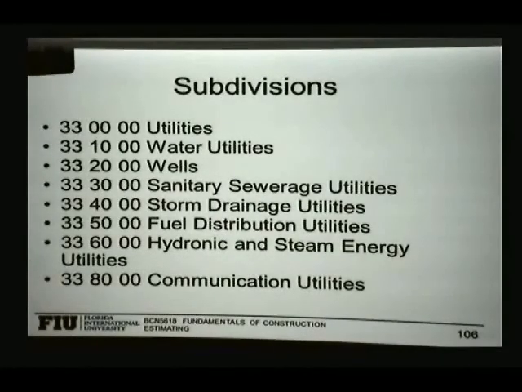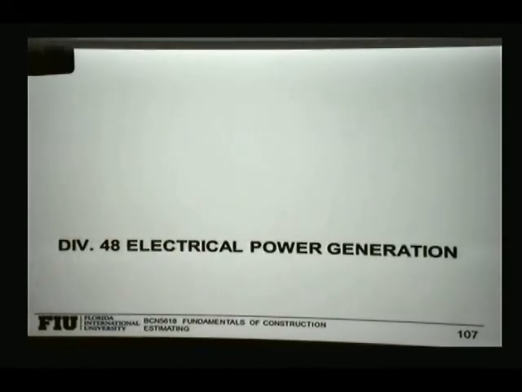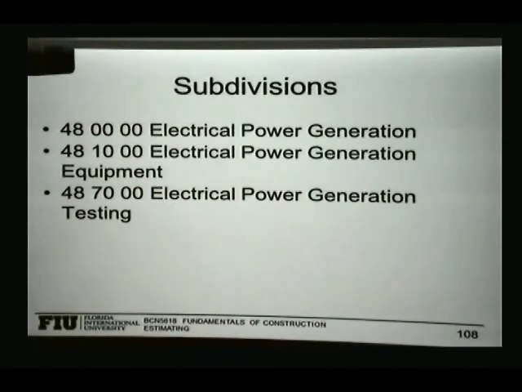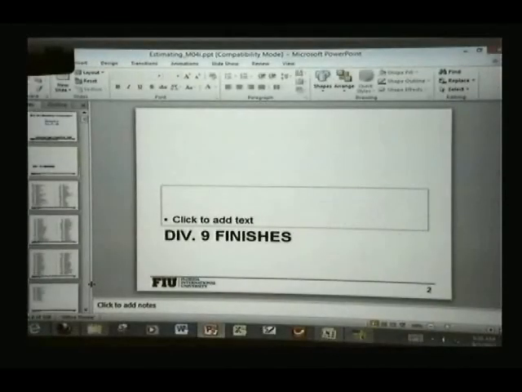Utilities, we have water utilities, sanitary sewage utilities. Those are normally done at the beginning of the project with the earthwork. You need to open a trench, then you need to put a base of sand or rock, then put your piping in, your utilities, and backfill and compact. Those are done normally before the building is made, so they're usually at the beginning. Electrical power generation or distribution has to be done also at the beginning.